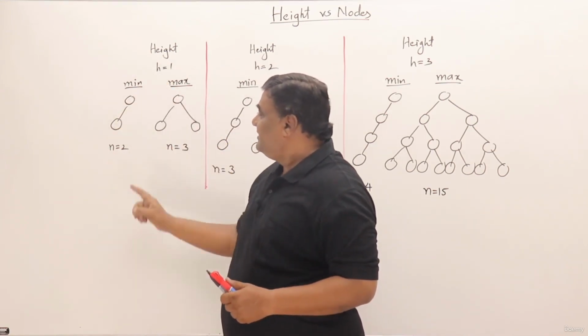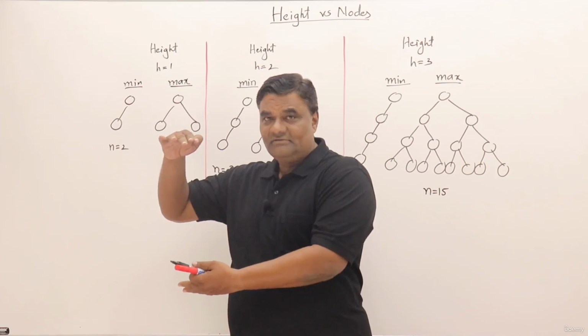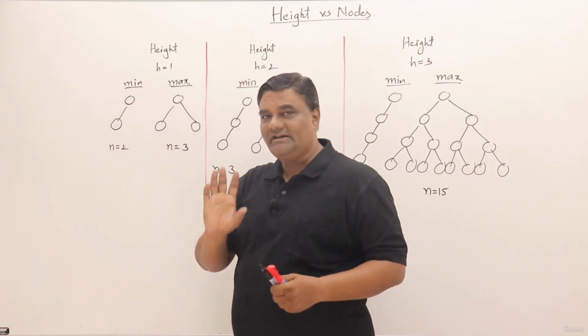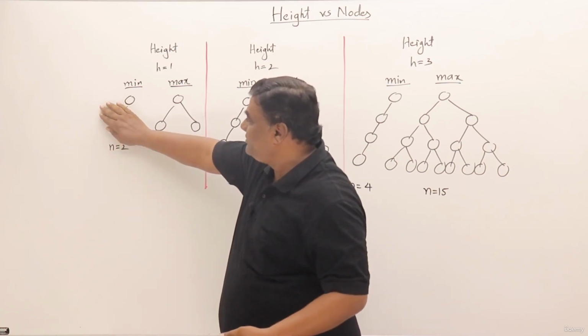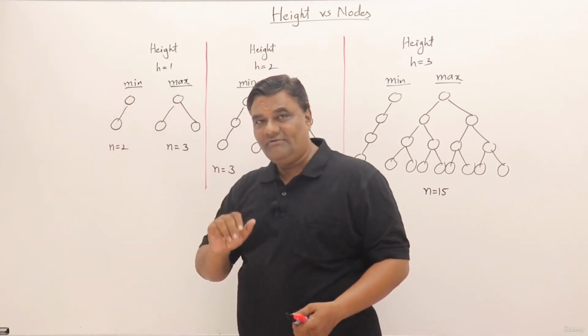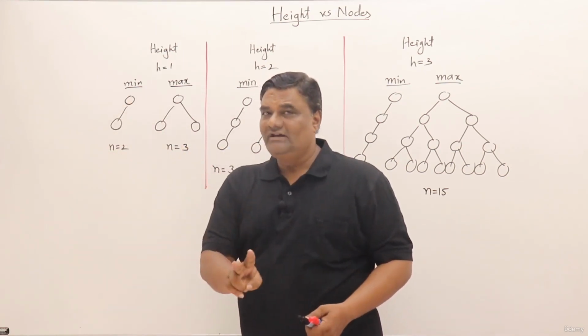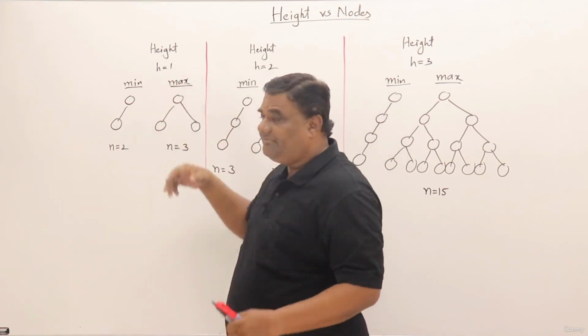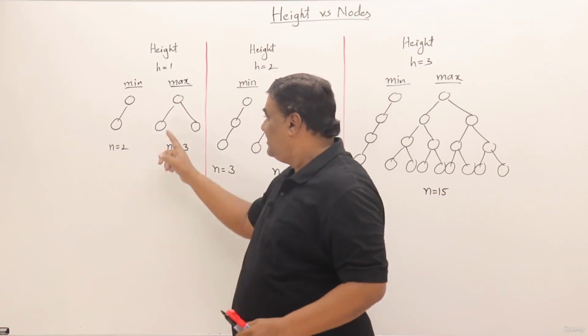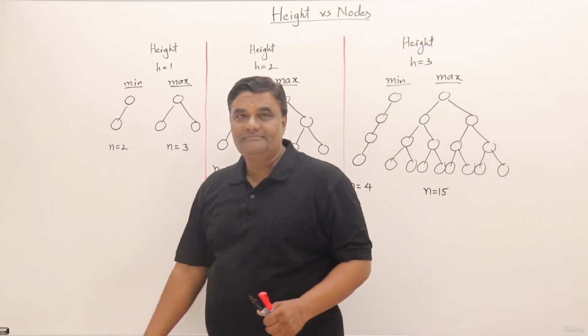So height is 1. So in height 1, minimum how many nodes are required to reach height 1? 2 nodes. If I remove a node, then only one node, it will not be height 1. So minimum 2 nodes are needed to make a tree of height 1. Then in that height 1, maximum how many nodes are possible? 1, 2, 3 nodes are possible.